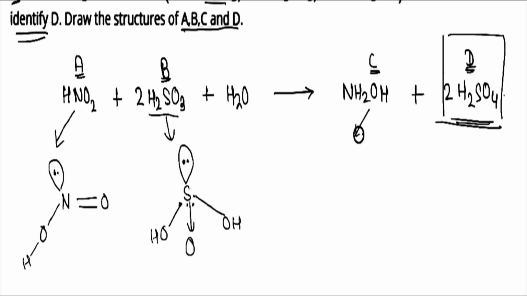Now the hydroxylamine structure. You have nitrogen, which forms a single bond with OH and two bonds with hydrogen, and has one lone pair. You can simply represent the lone pair like this. This is the structure of hydroxylamine.